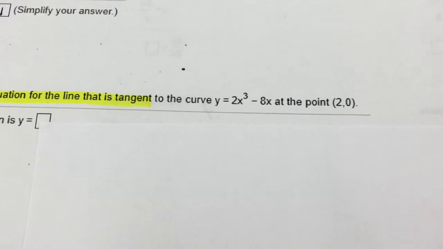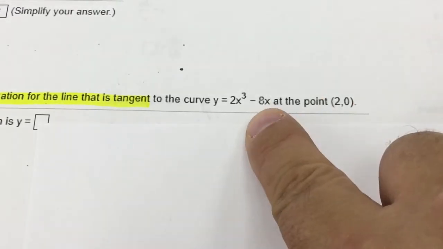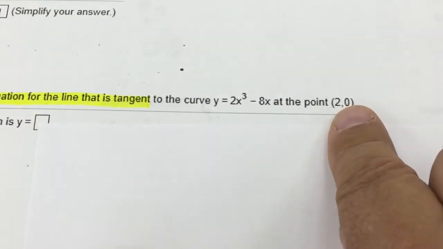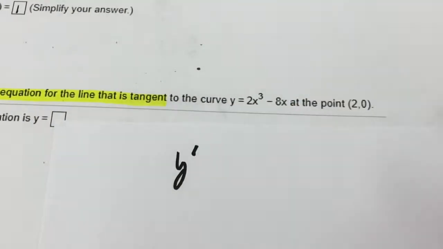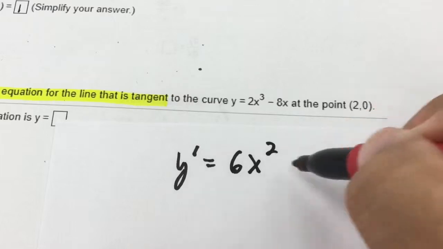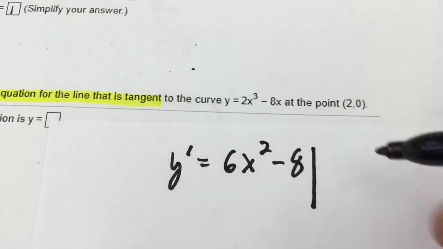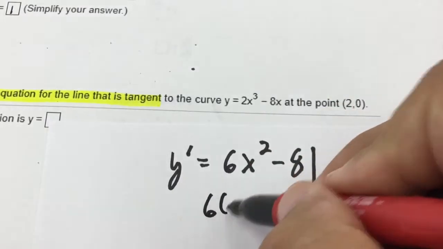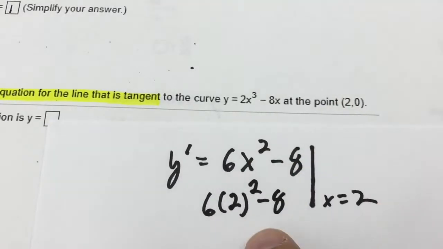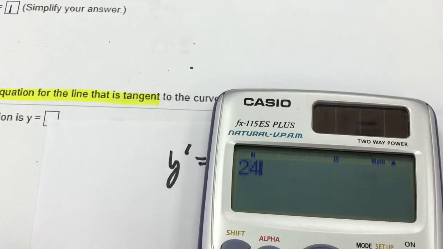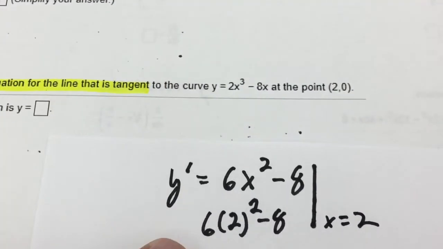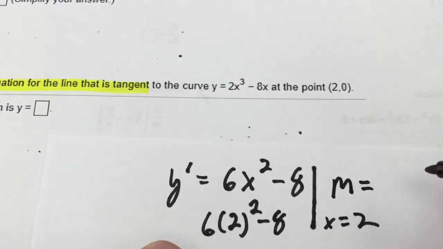So, I have the equation 2x cubed, and I have a point, (2, 0). So I'm going to take the derivative of this equation, plug in the x value 2, and then I'm going to use this formula to find the equation of the line. Here we go. y prime equals 6x squared minus 8, evaluated at the x value 2. So I take that 2 and plug it in. So 6 times 2 squared minus 8 is 24 minus 8, 16. What that means is the derivative, the slope, equals 16.